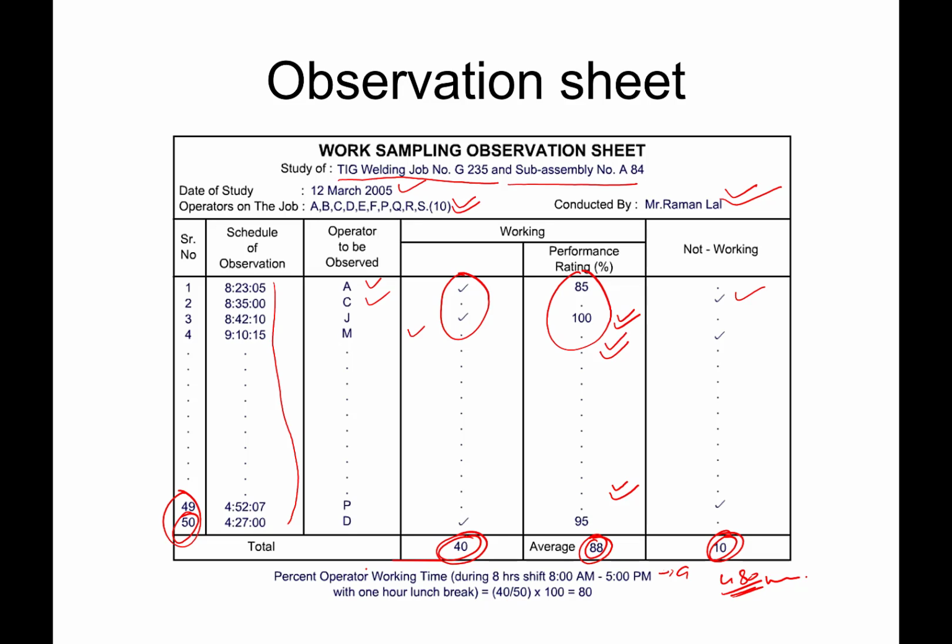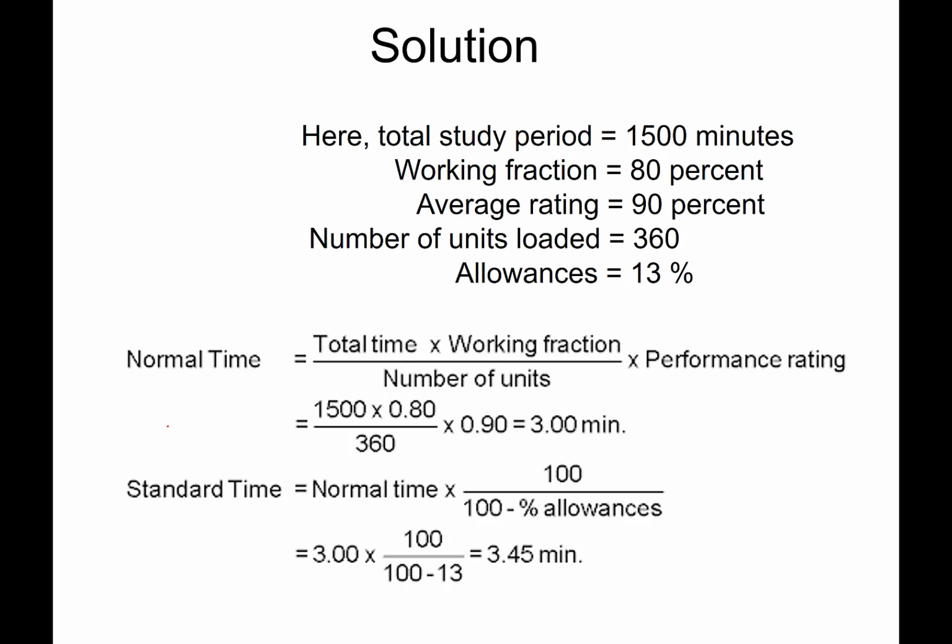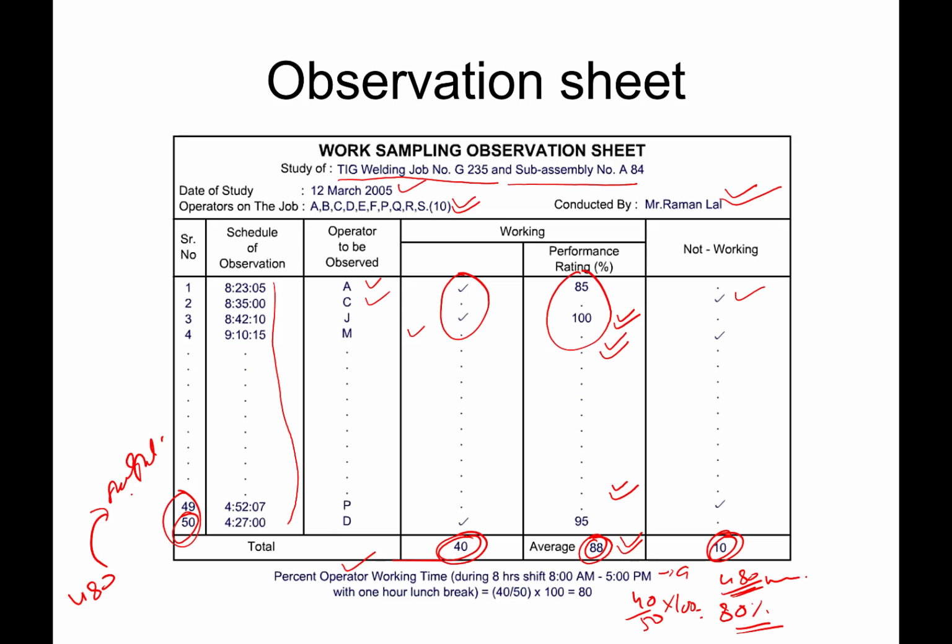So the percentage of the time for which the operator is working is 40 divided by 50 into 100, so this will be 80% of the time the worker is found to be working, and the average rating is coming 88%. So if we know the output out of 480 minutes, then this output, the total time, and the performance rating, these three can be used to find the time for producing a unit product. That's how we can set the time standard if the allowance is added.